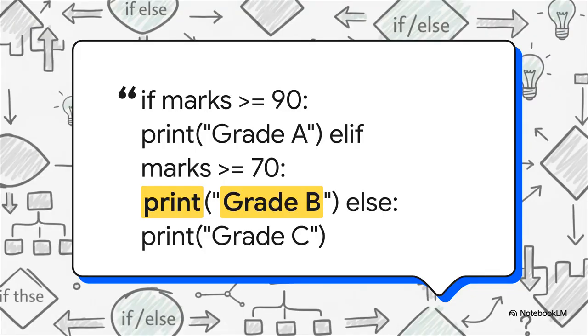Notice how we check for an A first, marks over 90, and then a B. Why? Well, think about it. A score of 95 is also greater than 70. By checking for the highest grade first, we make sure the program stops at the right answer.